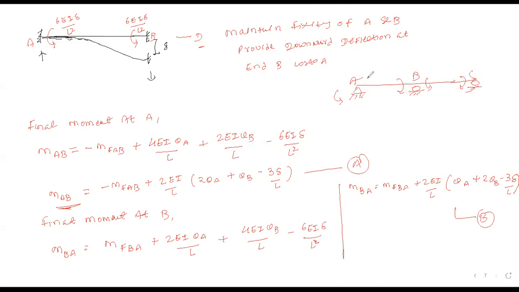Okay, if I am considering AB only, then for joint A we have the end moment of AB, minus MFAB. Consider the equation for A. 2EI by L is common. If I am considering joint A, we take twice the slope at A, and the opposite slope, the far end, we take half, that is theta B. Is it clear? Similarly, if we consider joint B, we take twice the slope at B and half the slope at A. Is it clear or not? Please confirm.